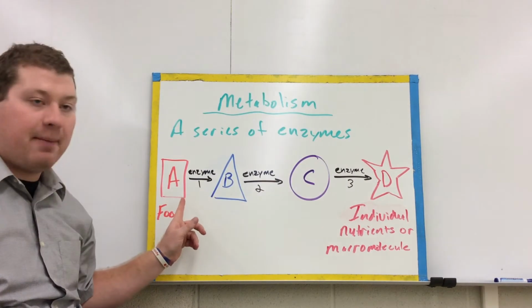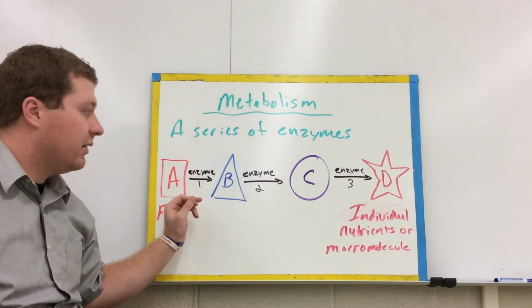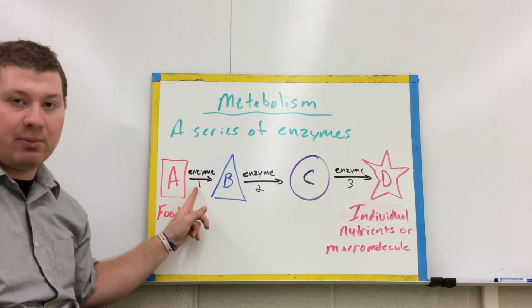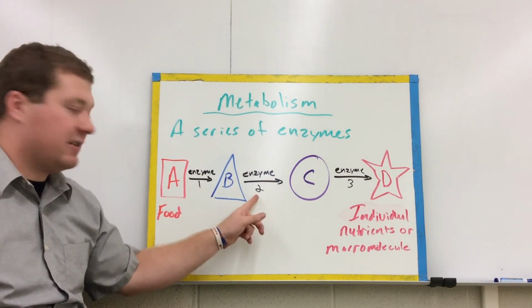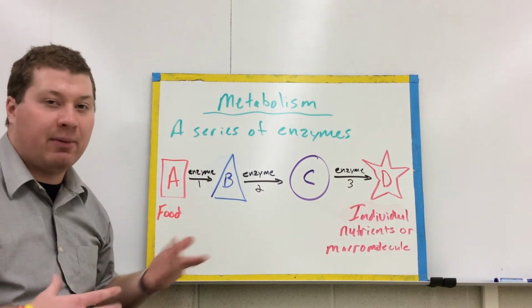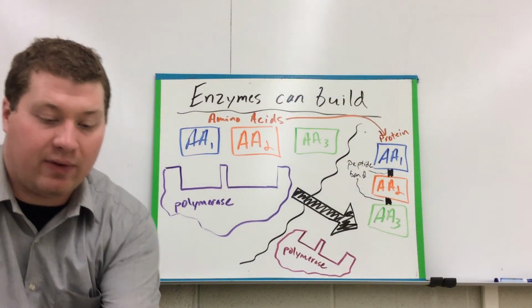So what generally happens is we have some intermediate steps here, we can't just jump from A to D. So going from A to B might be enzyme number 1. From B to C might be a second enzyme, and from C to D would be a third enzyme. So that's how our metabolism works, is you have a series of enzymes that work together to get to the final product.